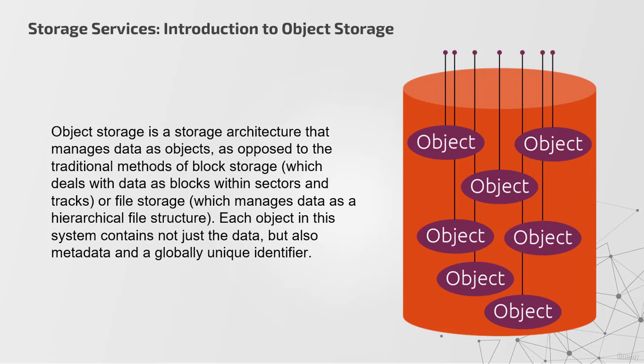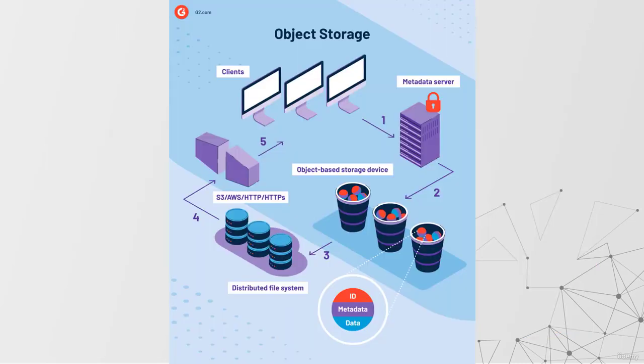Now, when clients initiate requests like uploading a file, for example, these requests are sent over supported protocols like S3 or HTTP. So, for example, Amazon's Simple Storage Service, or S3, uses the S3 protocol over HTTP and HTTPS for access. So clients use these protocols to send requests to store, retrieve, and manage objects. So when clients request to read an object, the metadata server provides the necessary details, and the data is fetched from the storage device and delivered back to the client.